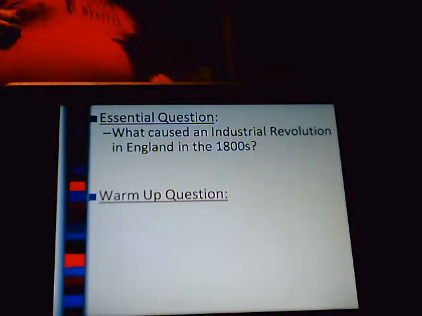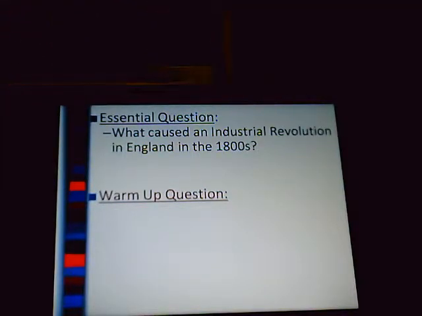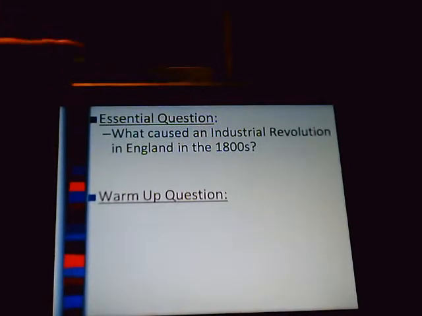As you know, today we are studying the Industrial Revolution. I think before we begin, we need to remember the essential question: what caused the Industrial Revolution in England in the 1800s?